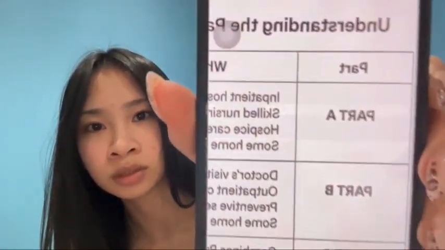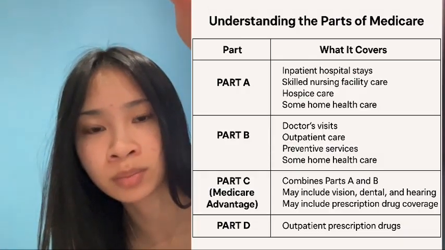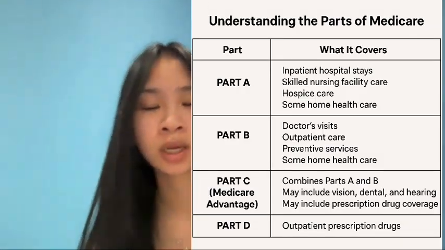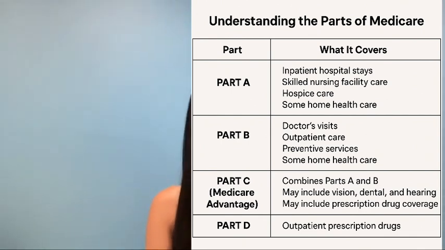Okay, so the 4 parts of Medicare. Medicare has 4 main parts: Part A, Part B, Part C, and Part D. Understanding each part will help you choose the right coverage for your needs.